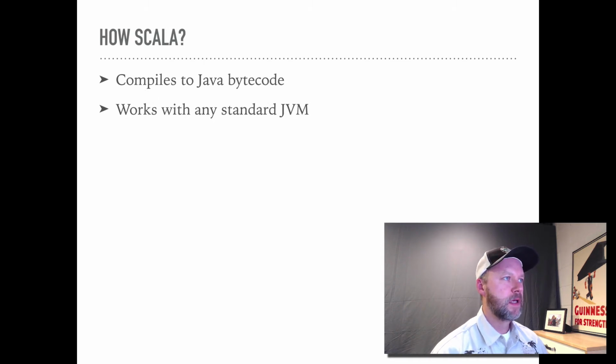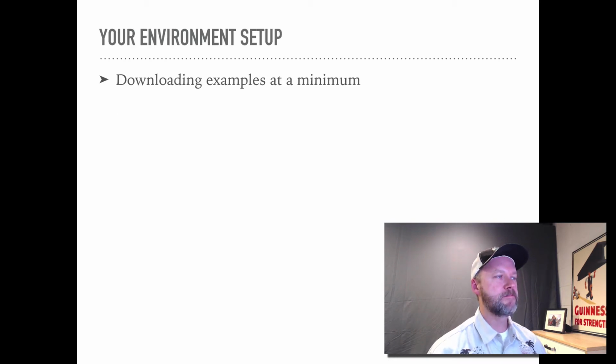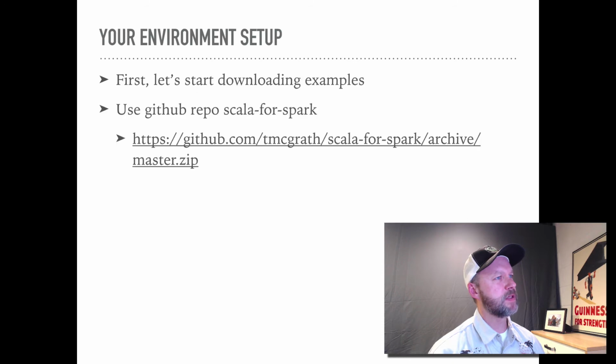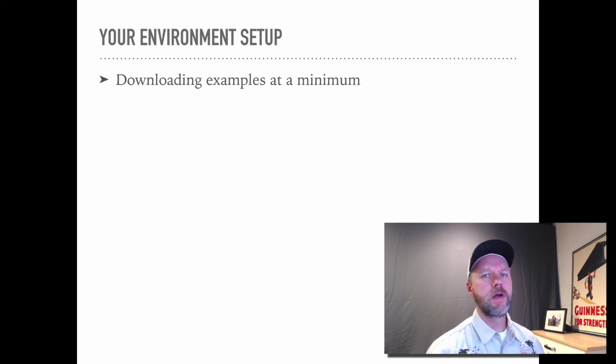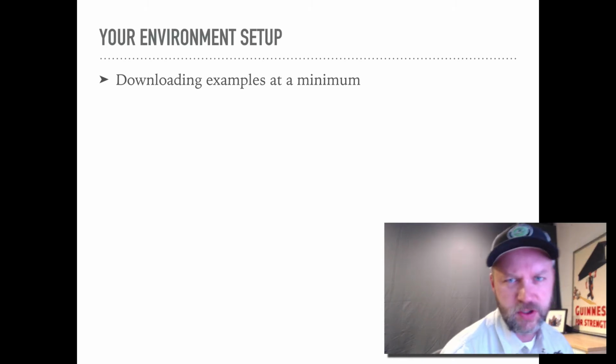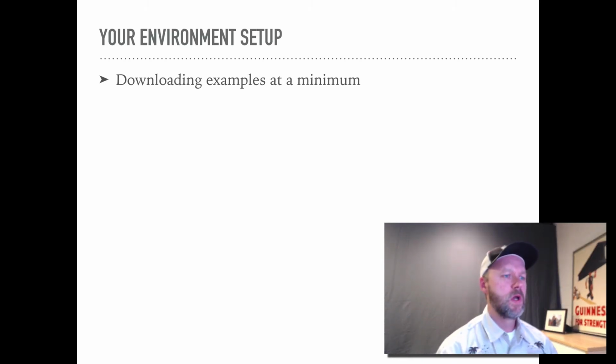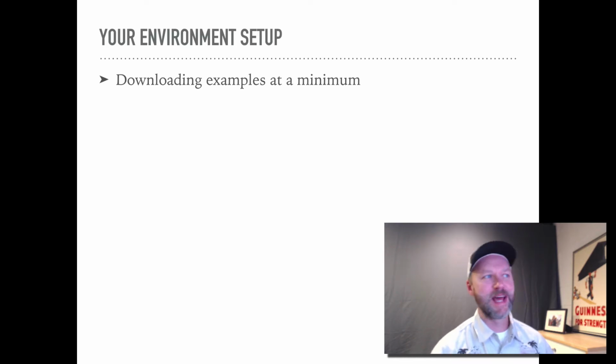So how Scala? Scala compiles down to Java bytecode, which means this works with standard JVMs. We're going to focus on using compatibility of Java 1.8 in these screencasts. And we're going to also talk about, I feel like there was a slide missing here. Well, we're going to talk about Scala versions as well, but for now, just know that we're going to focus on Java 1.8. So when we talk about that, we'll talk about your environment setup. So, wow, that's a great segue into your environment setup.